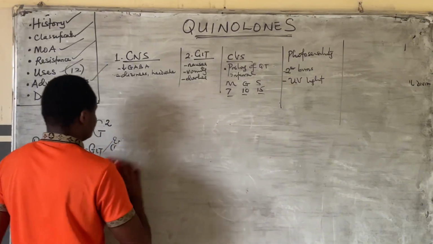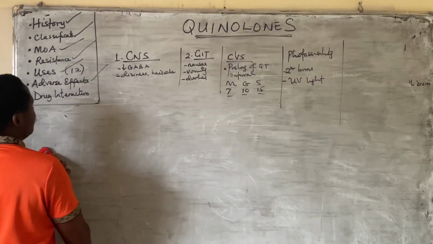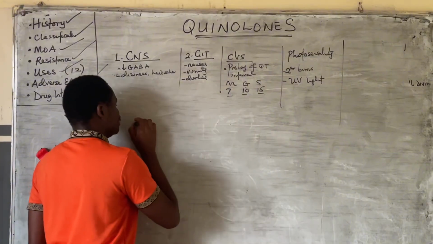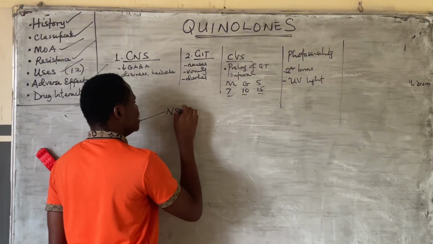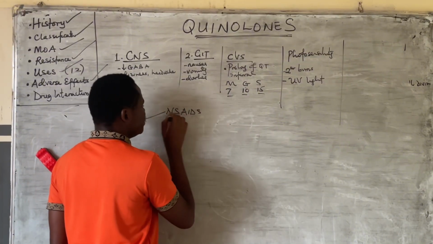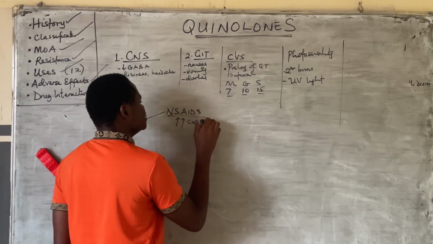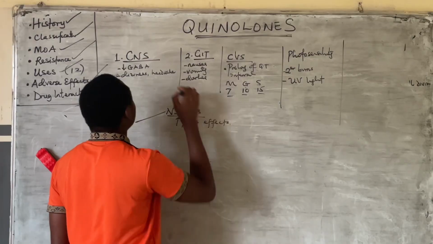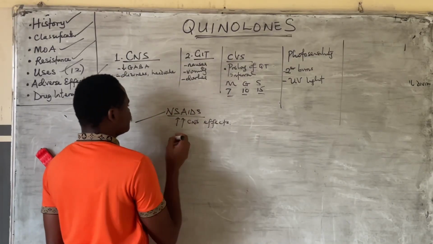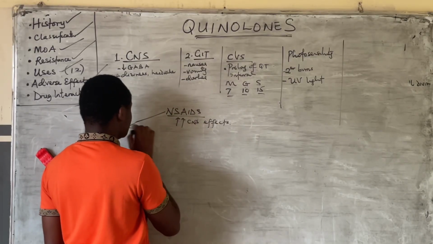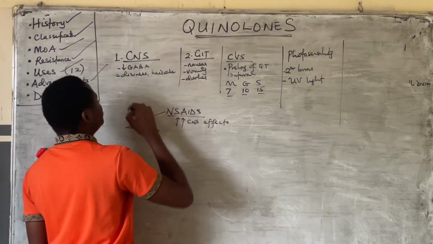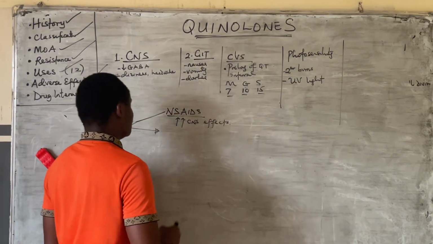Now, for the drug interactions for our quinolones, it can interact with NSAIDs. Now, by NSAIDs, what will NSAIDs do? It will improve its CNS effect. CNS effects are still being shown here. Things like the effect on the CNS, GABA being inhibited, dizziness, headache, fatigue, and what have you.